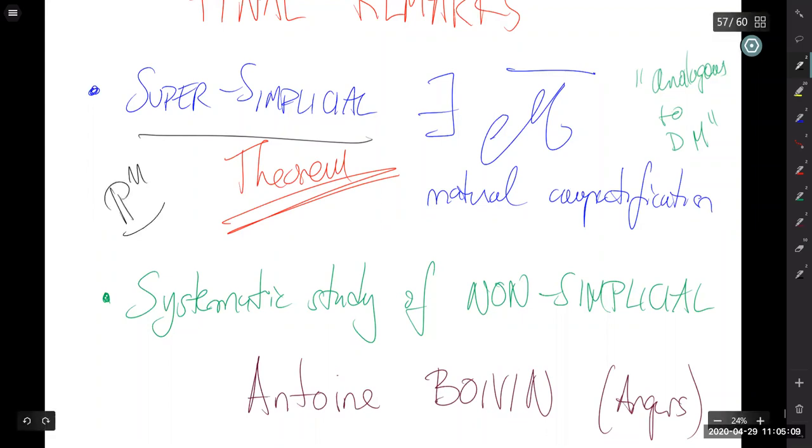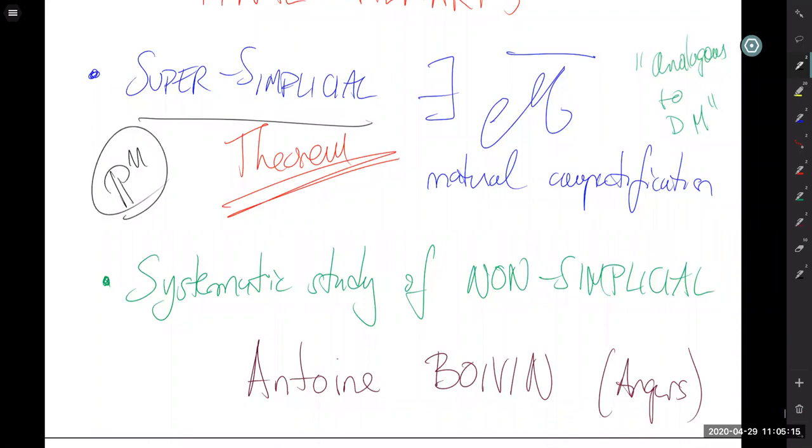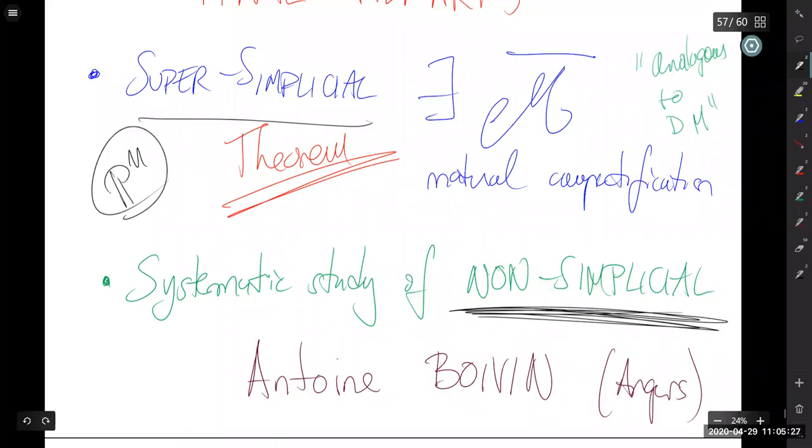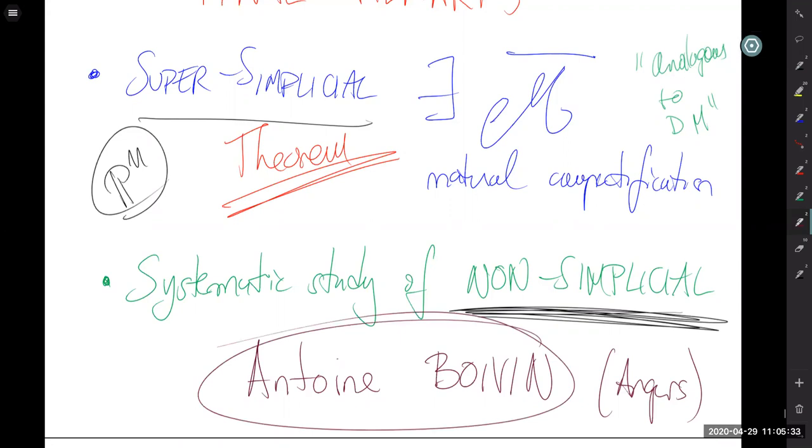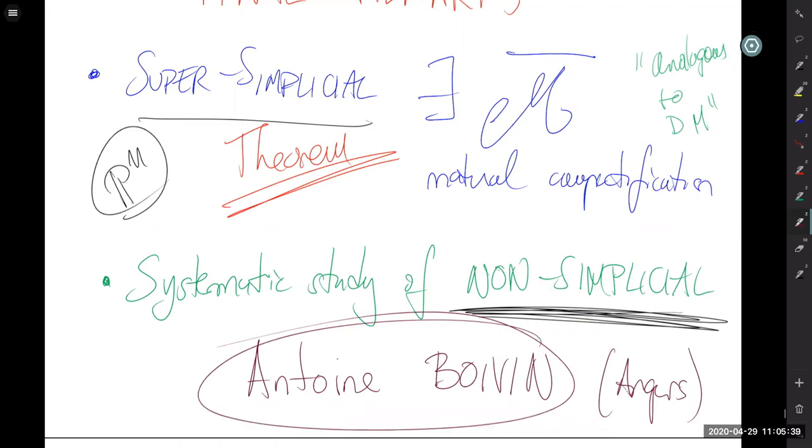This works well for projective space. But of course, we conjecture that this compactification exists in enormously more generality, not only in the super simplicial case. But for this, we need a systematic study of the non-simplicial case that is not included in our paper. But fortunately, Antoine Boivin from Angers, in his PhD dissertation with Laurent Meersseman, is developing the non-simplicial case for the whole story and the moduli spaces, et cetera. And hopefully this will allow us to produce a compactification in a more general situation for the moduli space.